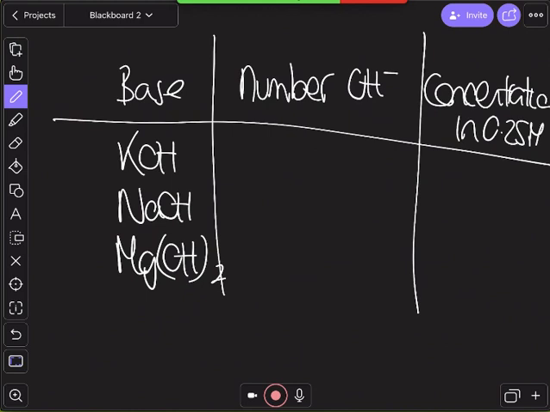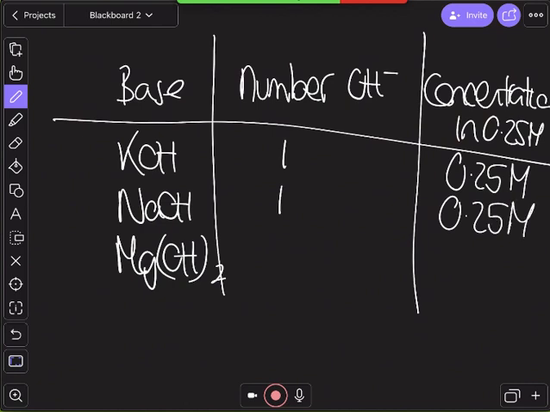So how many OHs do I have in KOH? 1. So then what is the concentration of OH minus in KOH? 0.25. So are we all happy that NaOH is the exact same? The concentration of OH minus is going to be 0.25. For Mg(OH)2, what am I going to write? 2. So Lucy, you happy why it's 2? Yeah, because it's this 2 here. So then what's my concentration of OH minus going to be? 0.5. It's going to double.